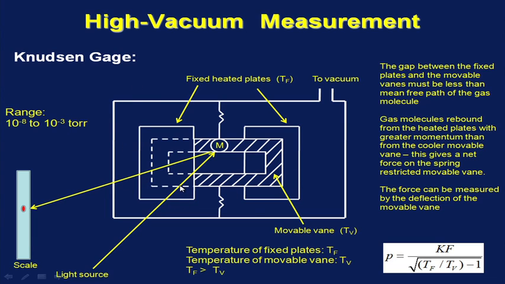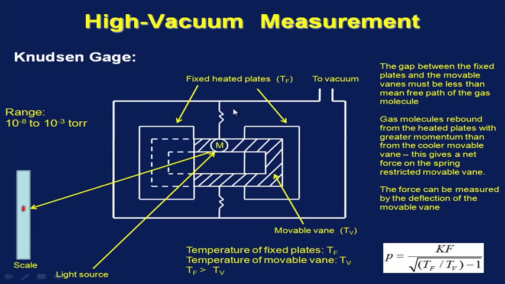This is a schematic of Knudsen gauge. We have two heated plates which are fixed. In between, we have a movable vane. The two heated plates have temperature Tf, whose absolute temperature should be exactly known. The gap between the movable vane and these fixed heated plates is extremely small. It should be less than the mean free path of the gas molecules whose pressure we are going to measure.